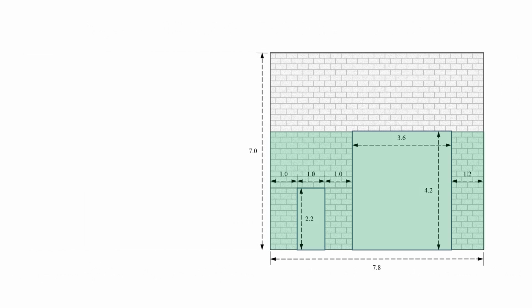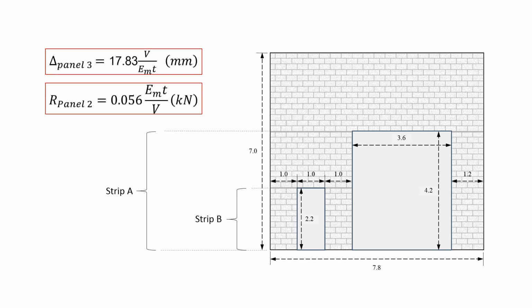So then, sort of jumping through here for the sake of time, we're going to take 2 strips. We're going to start with the large opening, then do the smaller one, exactly the same as we did for our panel 2. And jumping to the final answer here, we would have a deflection value of 17.83 and a rigidity being the inverse of 0.056.